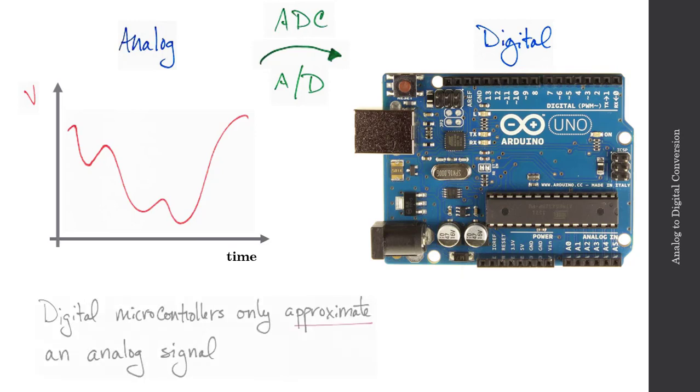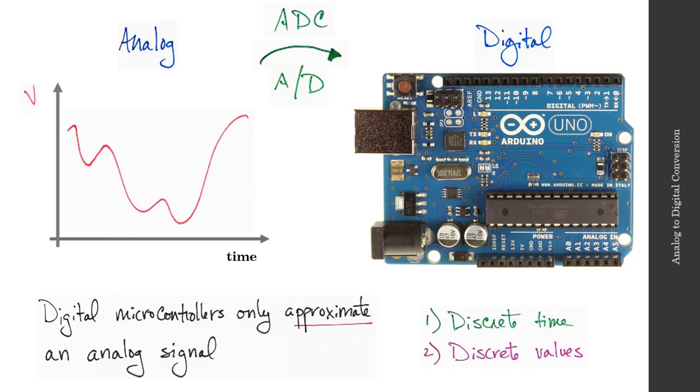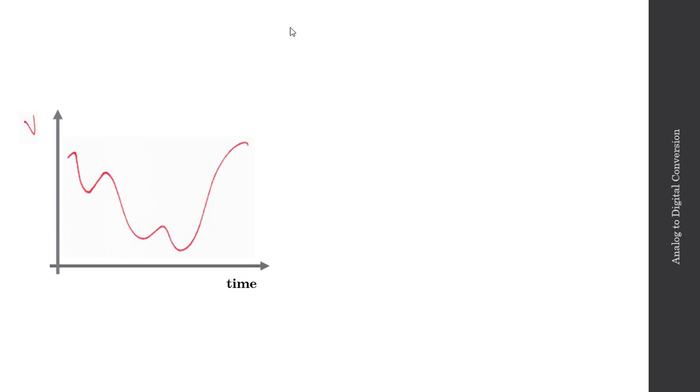Now, digital microcontrollers can only approximate these analog signals. And here we explore the primary two components of this approximation, discrete time and discrete values. Let's begin with discrete time.